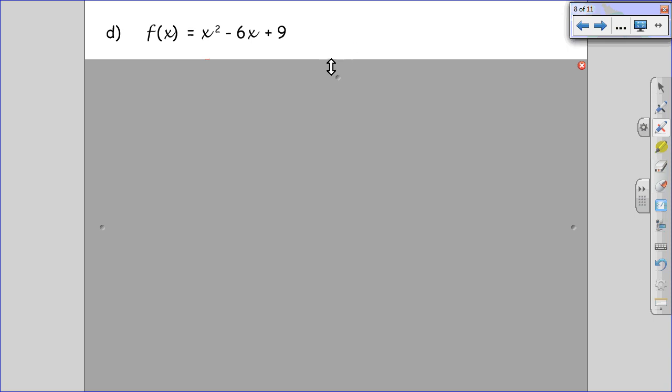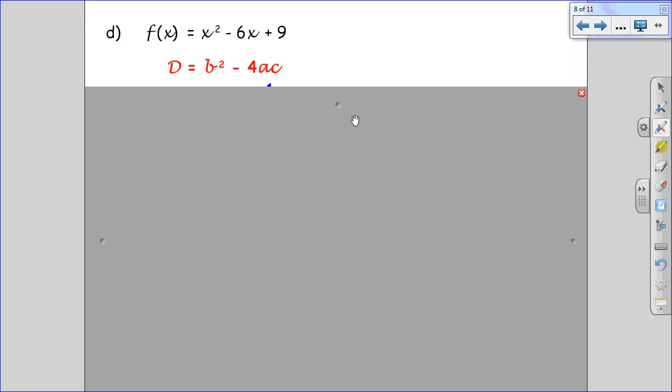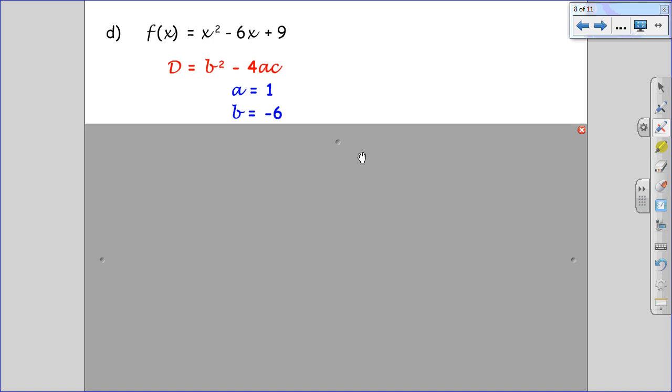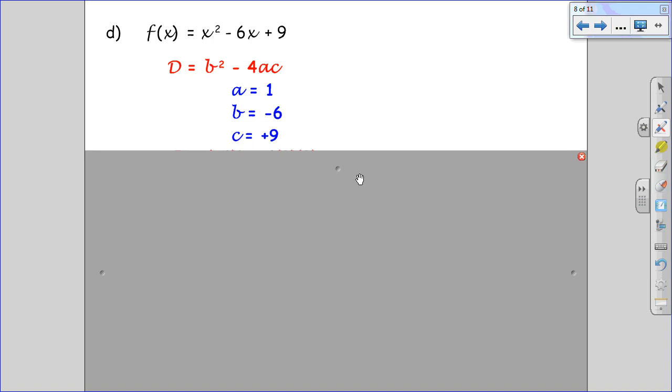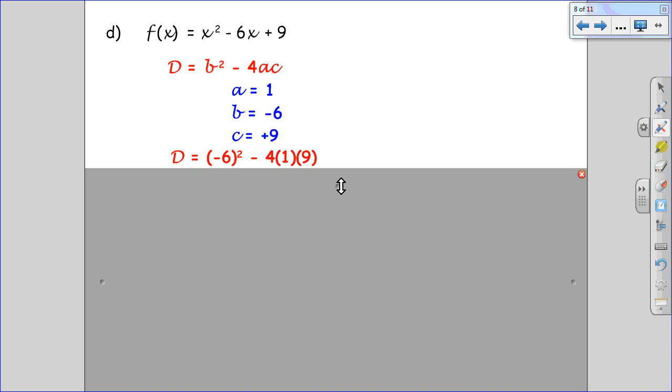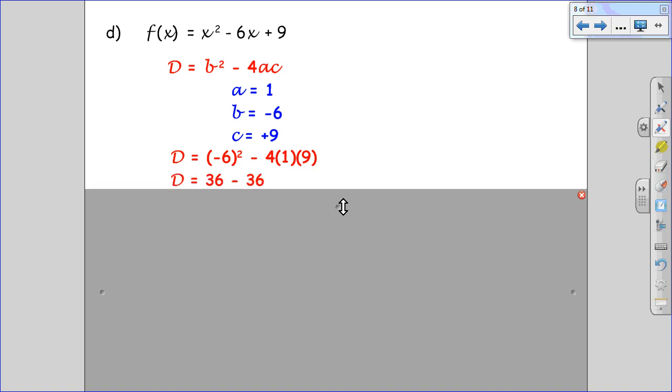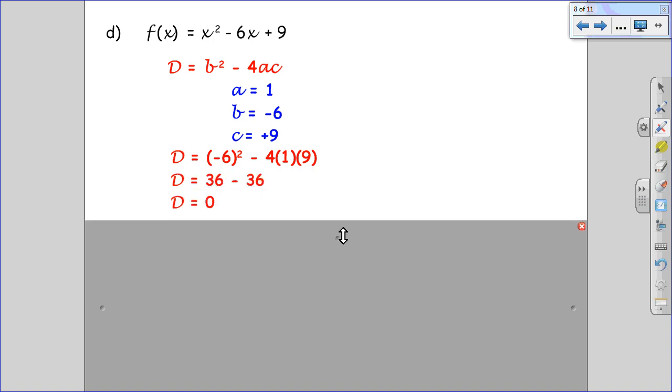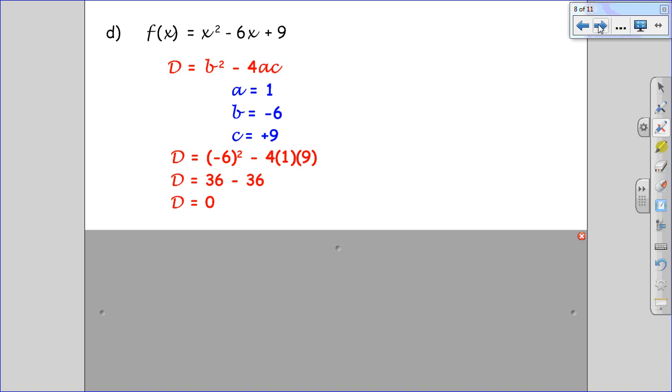f(x) = x² - 6x + 9. I know something interesting about that, and hopefully you've picked up on that looking at it, but we're not going to talk about that yet. The a value is 1, b is -6, and c is 9. Plugging those numbers in, I end up with (-6)² subtract 4 times 1 times 9. And (-6)² is 36, subtract 36, which is 0. So I can really take on any number I want for my discriminant.